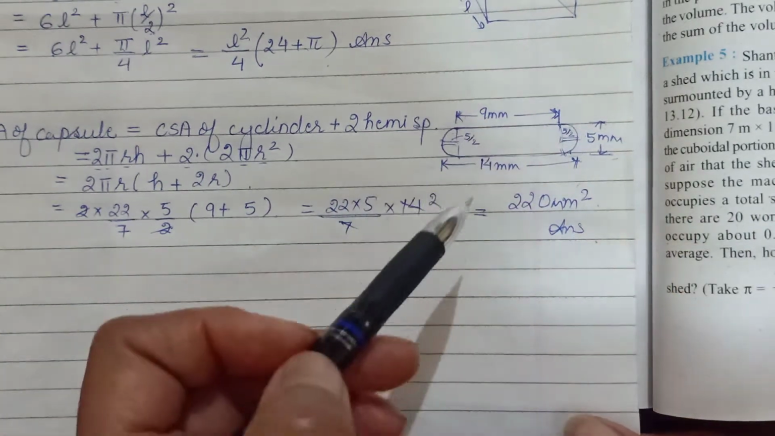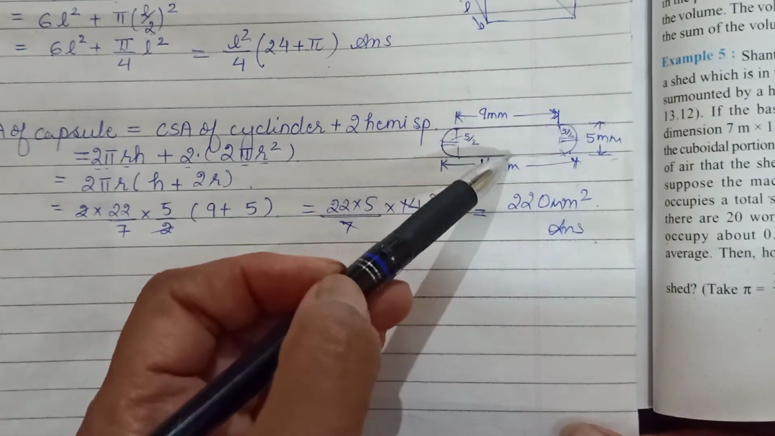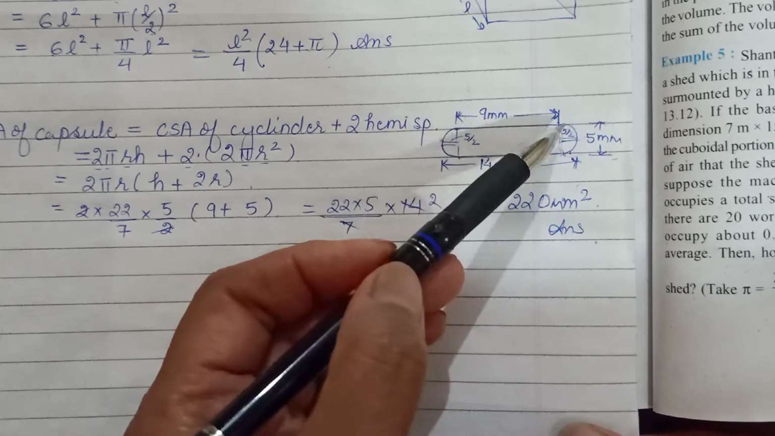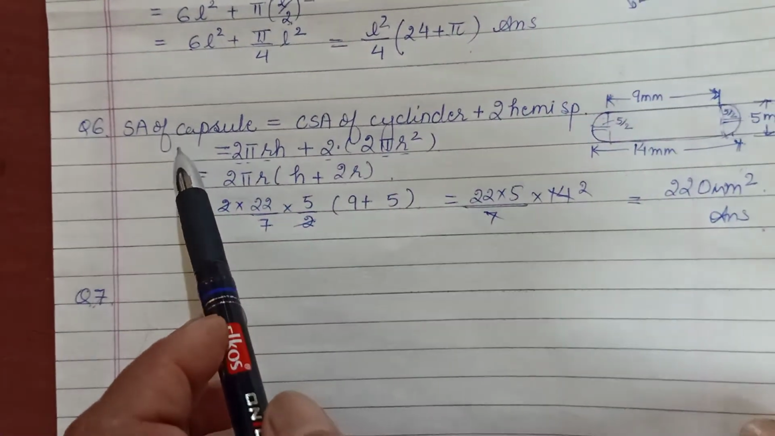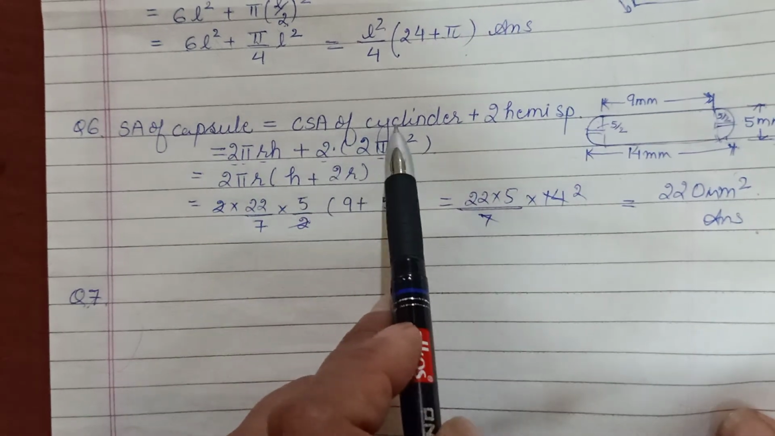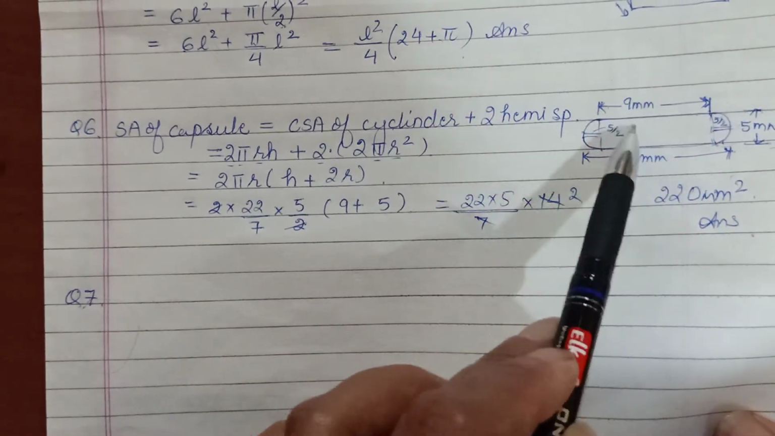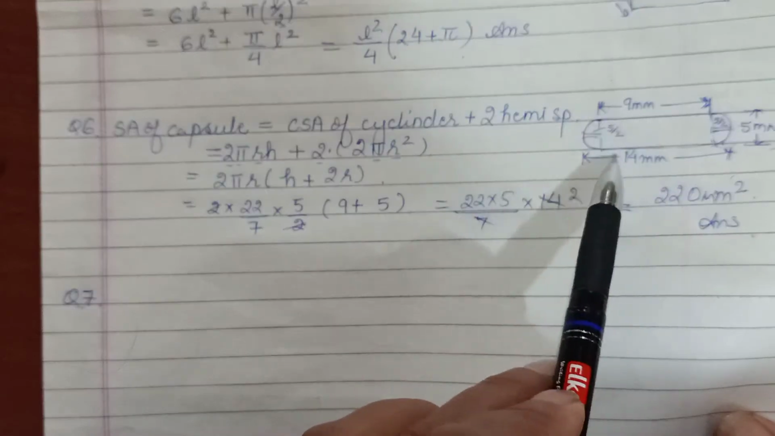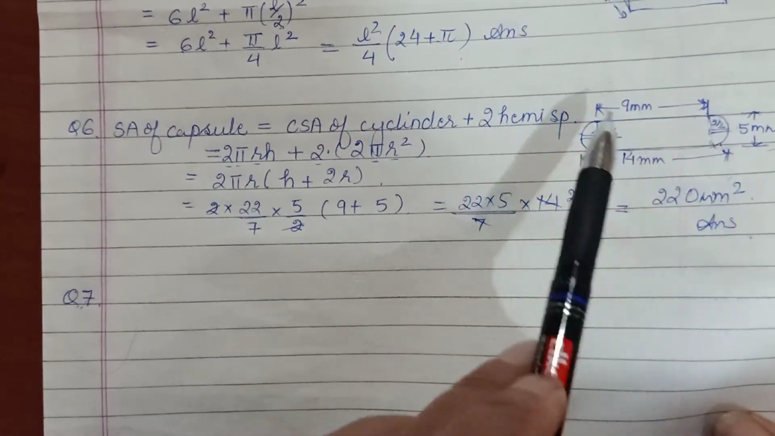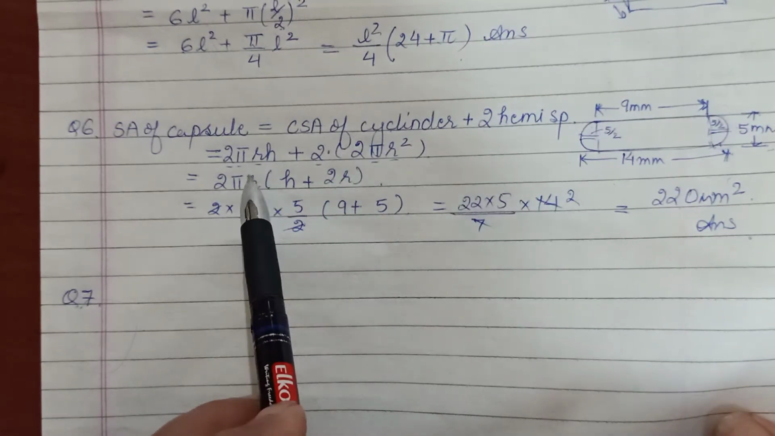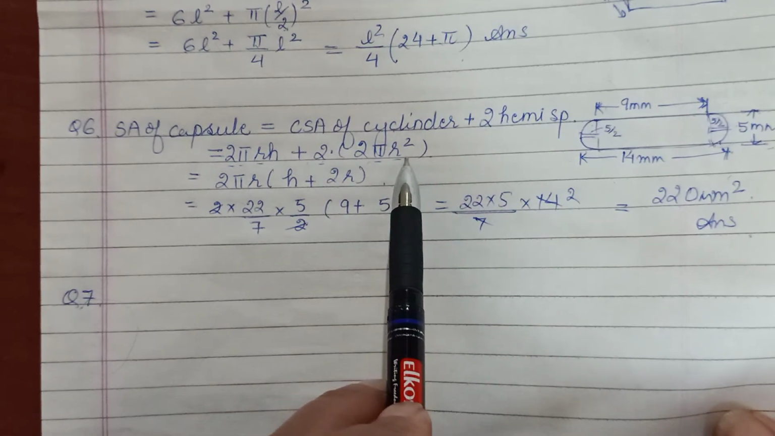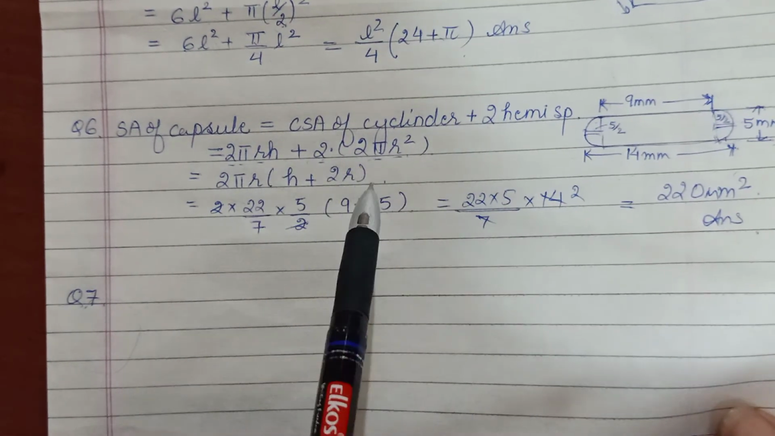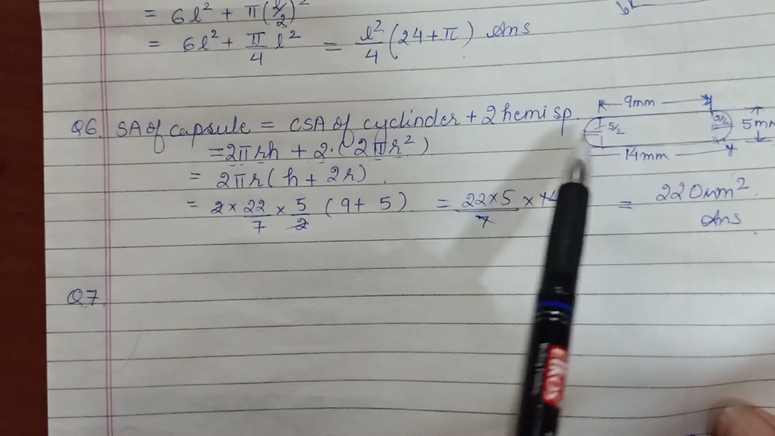Rest is easy. What can we see? We can see the CSA of the cylindrical portion and also the CSA of the two hemispheres. Hence, the surface area of this capsule has the CSA of the cylinder, the round portion, and of course the CSA of the two hemispheres. So CSA of cylinder is 2 pi r h, plus 2 into 2 pi r square, that becomes 4 pi r square. The radius of both is the same, cylinder as well as hemisphere.